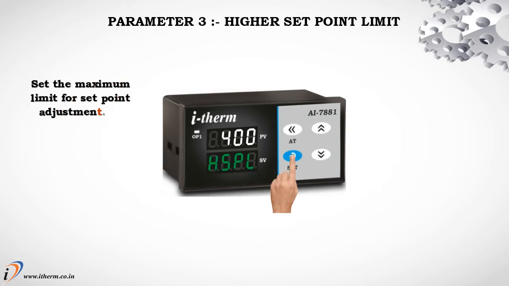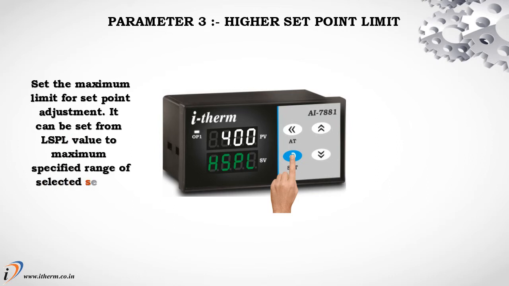Parameter 3, Higher set point limit. Set the maximum limit for set point adjustment. It can be set from the LSPL value to the maximum specified range of the selected sensor. Default HSPL value is 400.